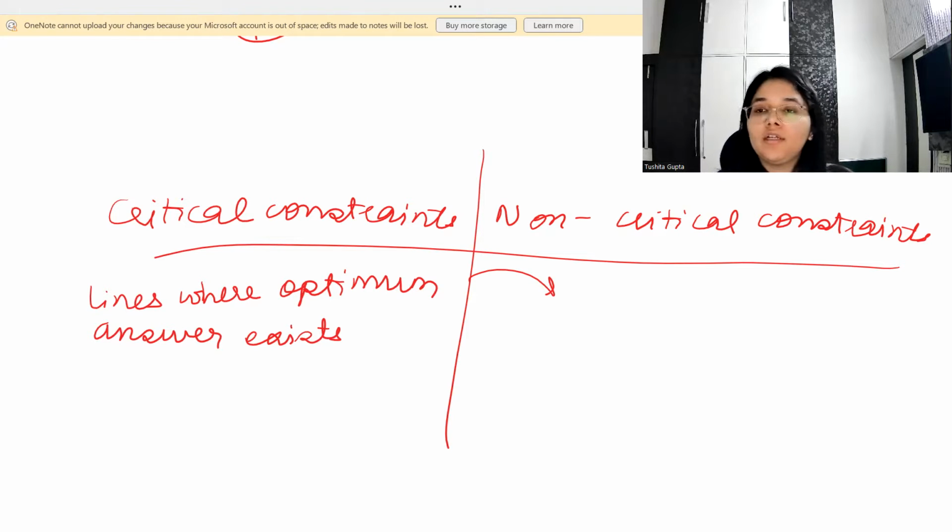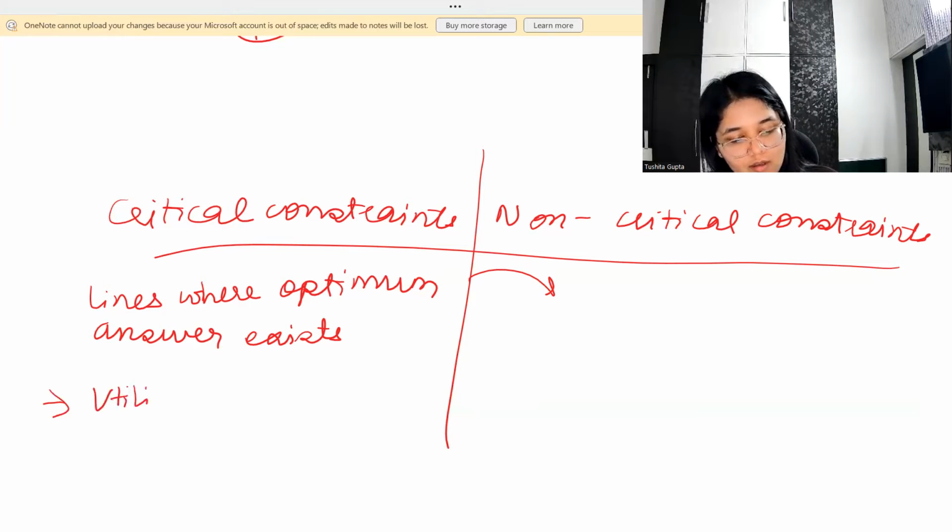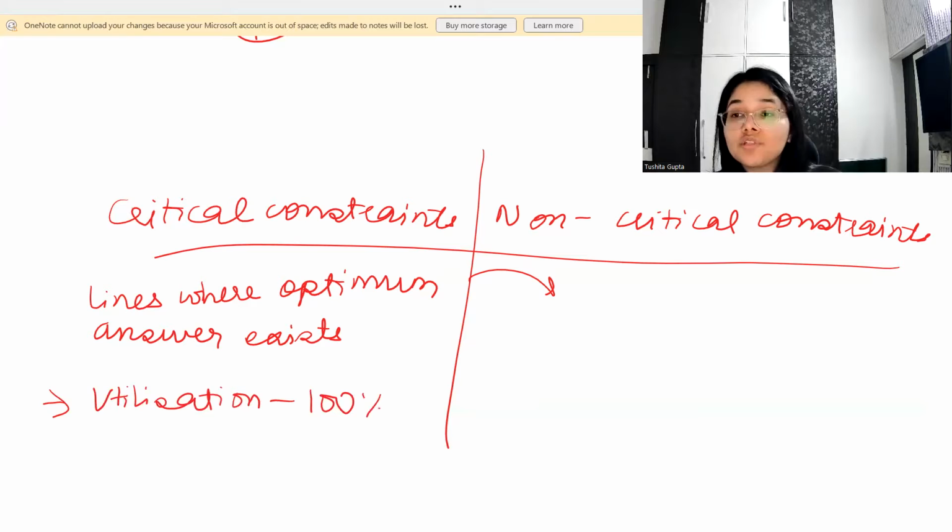Even if we are not using them at maximum capacity, we are still able to maximize the profit or the contribution, whichever our objective is. So for critical constraints, the utilization will be 100%, because using them is what enables us to maximize the profit. When it comes to non-critical constraints, it's going to be the exact opposite. The utilization will not be 100%, right?